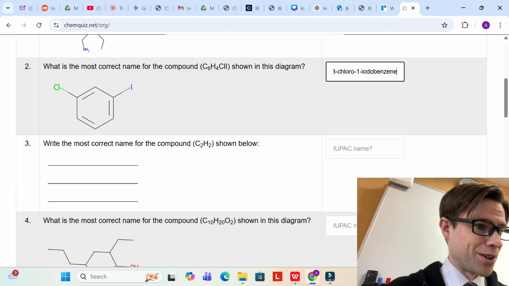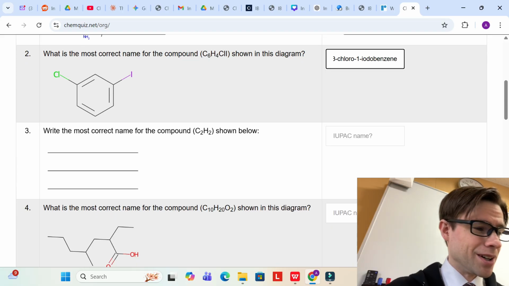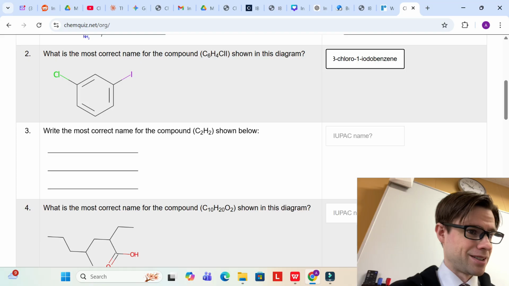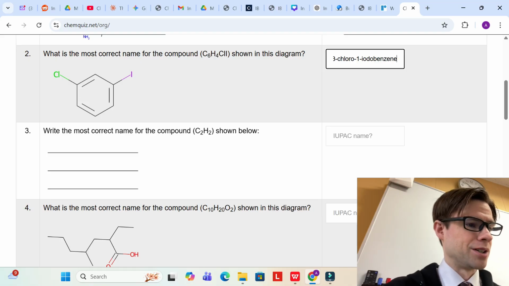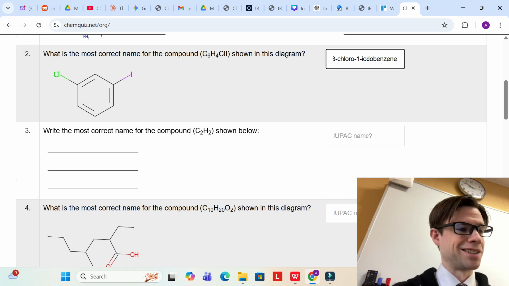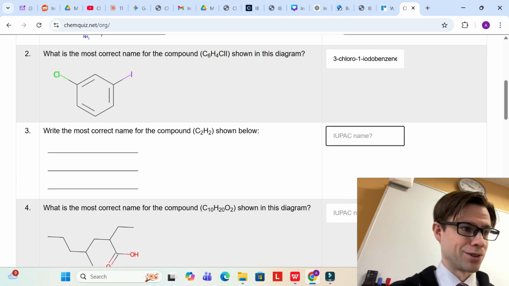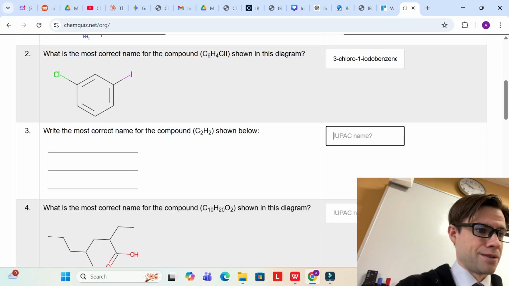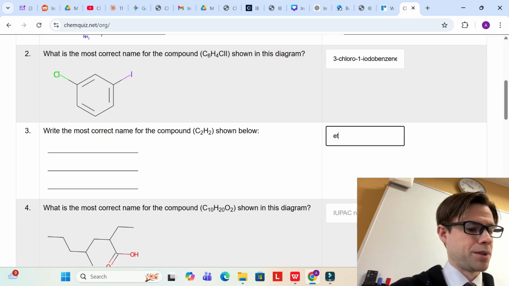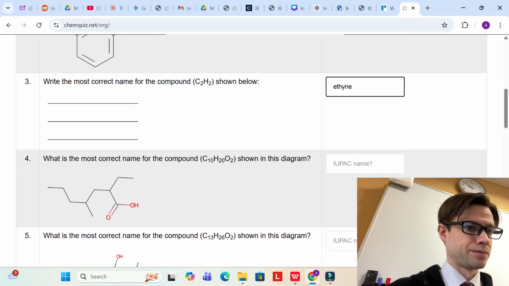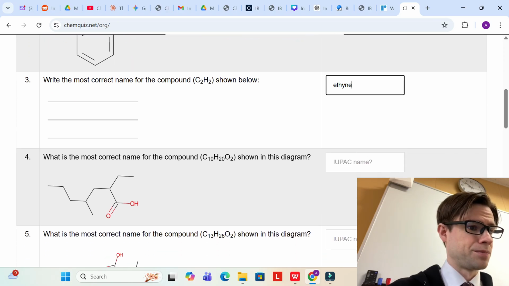Write the most correct name for the compound shown below. What the heck? C2H2? Oh, it just looks very weird, but it should be ethyne. 2 carbons triply bonded and then a hydrogen on each side. That is, I guess, technically the correct skeletal formula. It just looks so weird and big. But yeah, this will just be ethyne. No need for locations. No other functional groups.